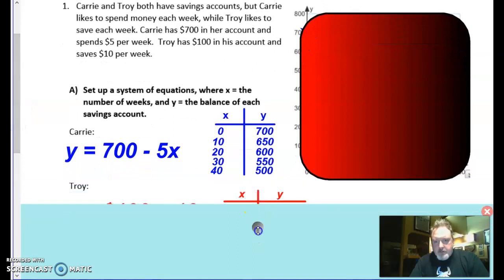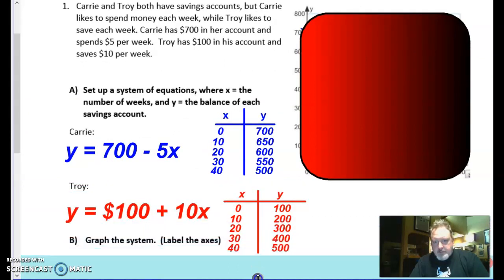Then we have Troy's account, and he's doing just the opposite. He's saving money. At week 0, he started at 100. Again, I'm going every 10 weeks because that's what our scale is going to do in a second. 10 times 10 is 100, so he's adding $100 every 10 weeks. So 100, 200, 300 at week 20, 400 at week 30, 500 at week 40. You can see it in the table here, but we'll also see it on a graph in a moment. That's where they do indeed cross.